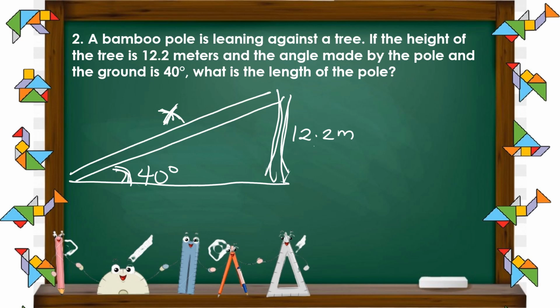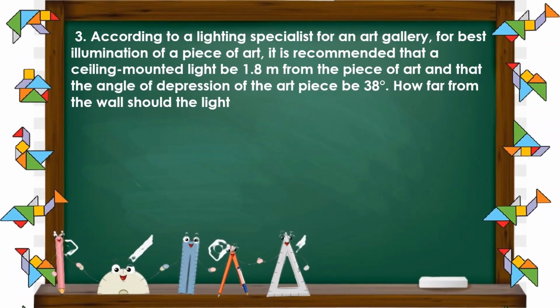So what trigonometric ratio are you going to use if you have these two given and unknown? Now, number 3. According to a lighting specialist for an art gallery, for the best illumination of a piece of art, it is recommended that the ceiling mounted light be 1.8 meters from the piece of art, and that the angle of depression of the art piece is 38 degrees. How far from the wall should the light be?